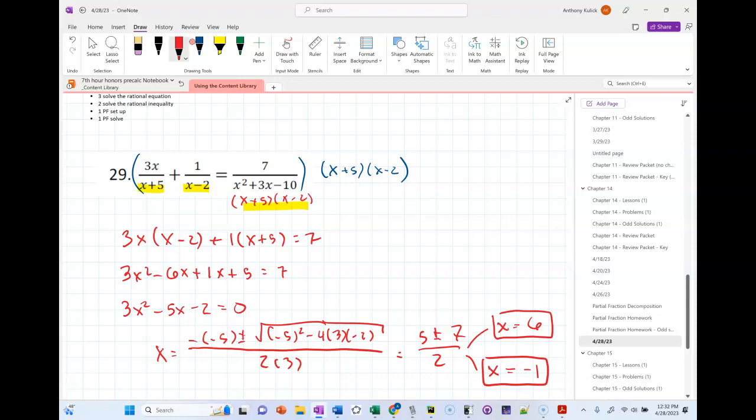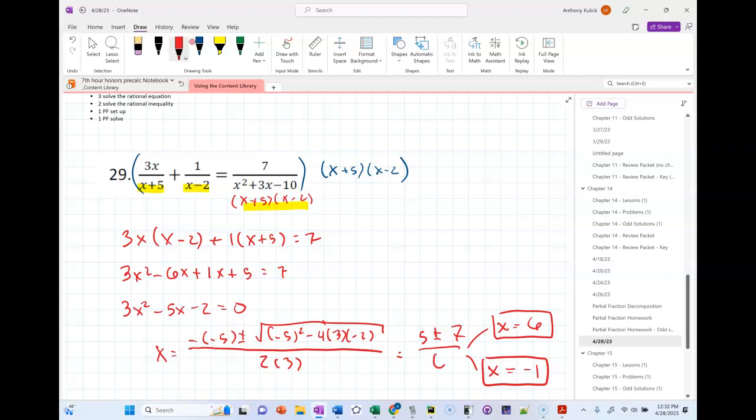Is that? Yeah. Thank you. For the homework, the answer says x equals negative 1 over 3. Oh my goodness. Yeah. Look what I did.